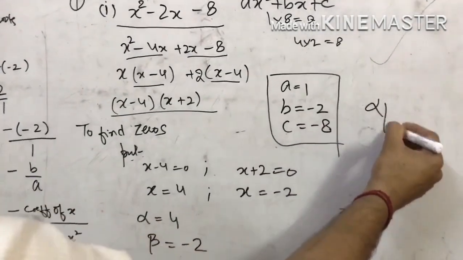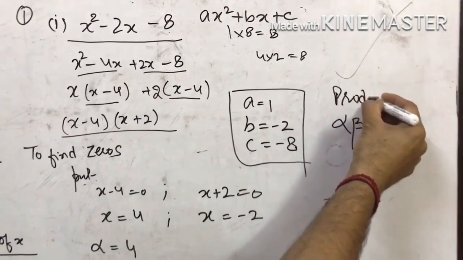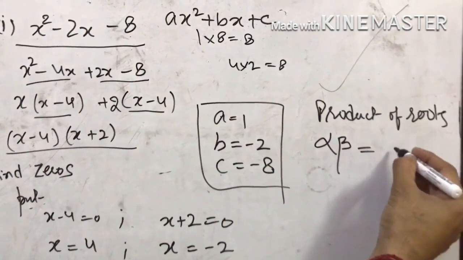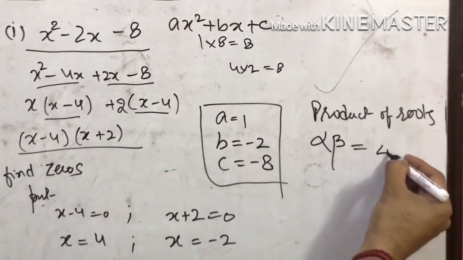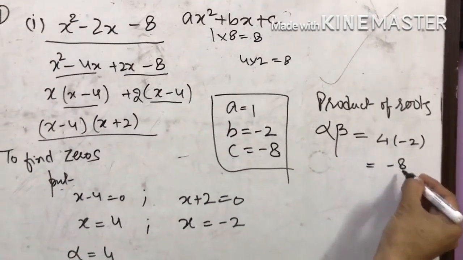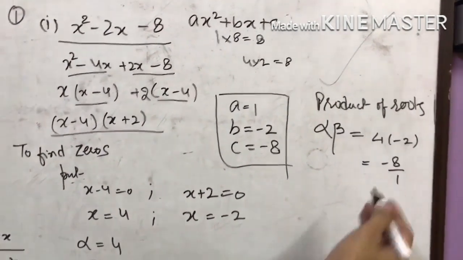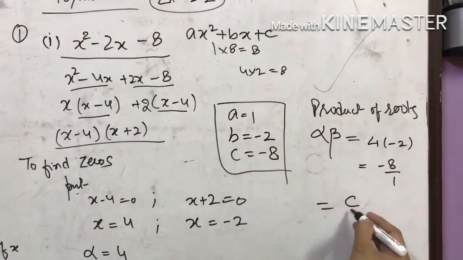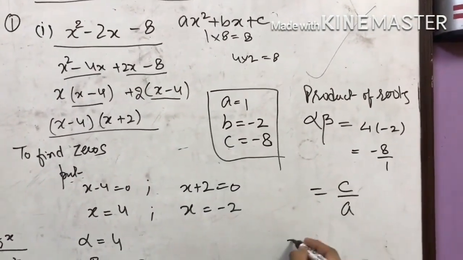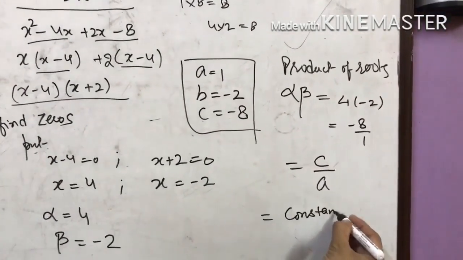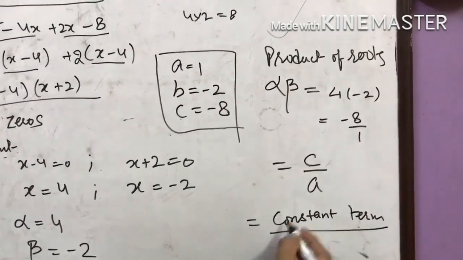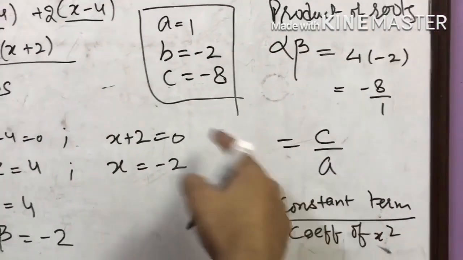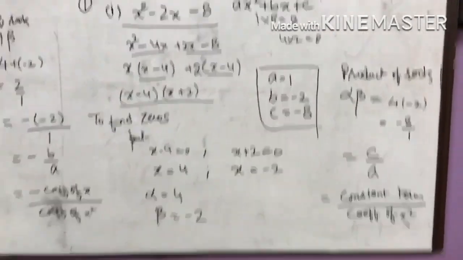Now what is the second relationship? Come here. That is product of roots, that is alpha into beta. So your roots are 4 and minus 2, multiply them, you will get minus 8. Put 1 here. It doesn't matter if it is minus 8 or minus 8 by 1, it is same. So minus 8 is what? It is C. A is what? A. So what you got? Constant term divided by A means coefficient of x square. So you have proved both the relationships. I think you got the answer.